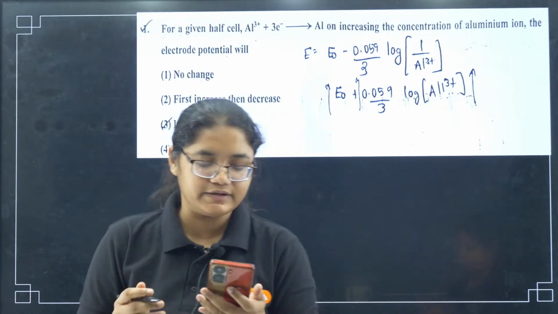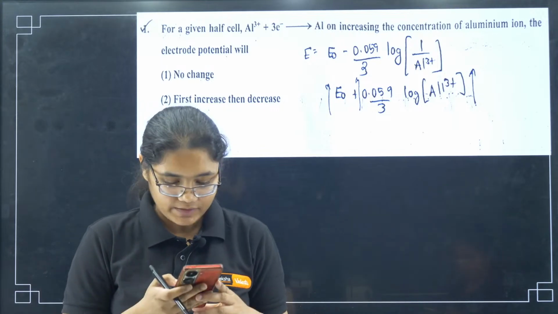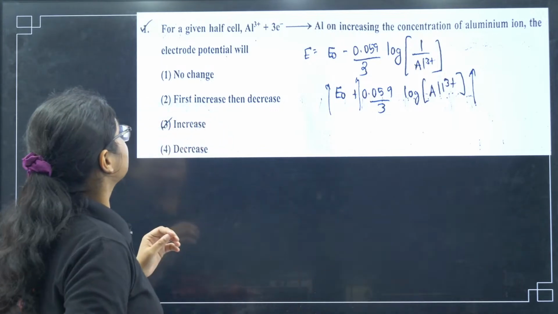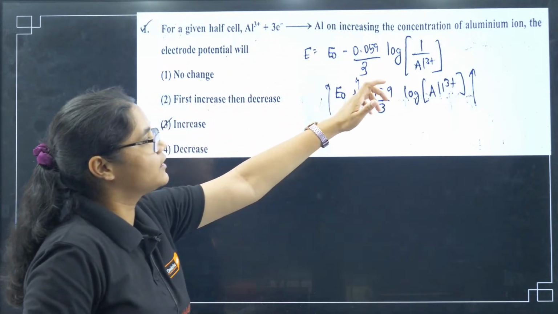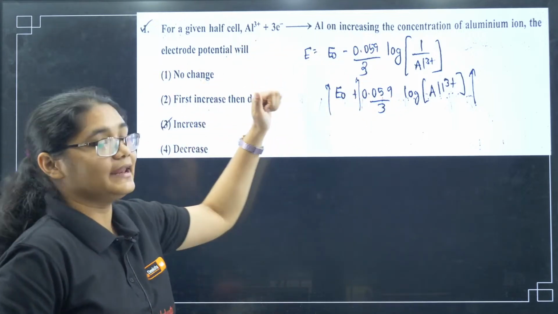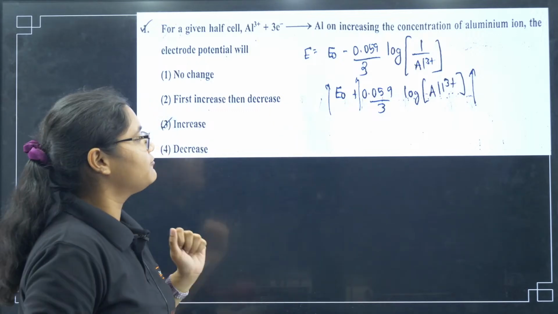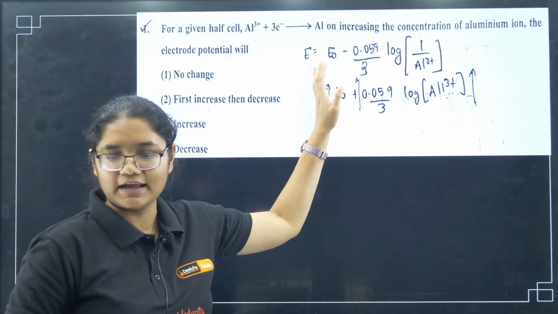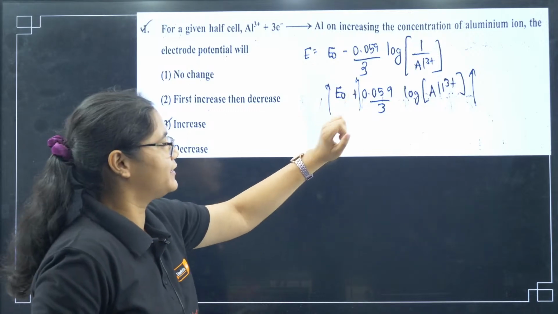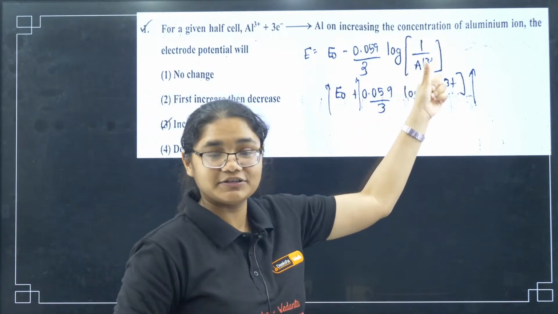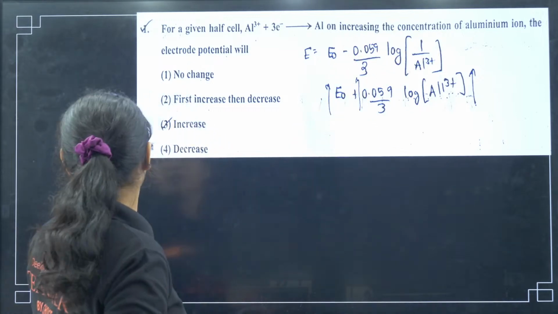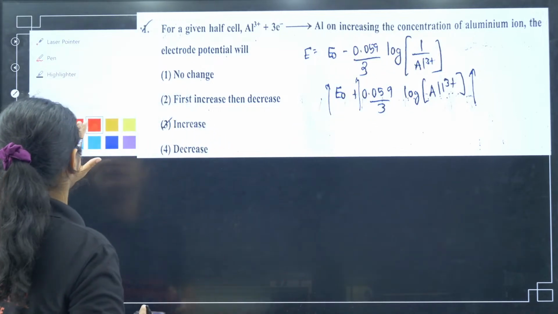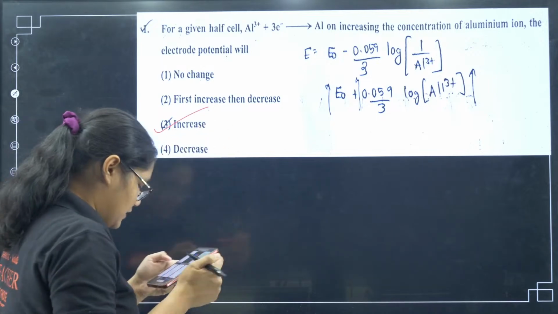Okay, so we'll start with the first question. This is a question for a half cell Al3+ plus 3 electrons. On increasing the concentration of aluminium ion, the electrode potential will... Now if you see, this is the Nernst equation, which the student has already written. If I increase the concentration of aluminium 3+ ions, then overall this value will decrease. So E will increase, right? So the correct answer will be option number 3.